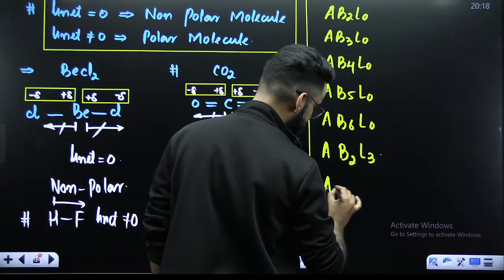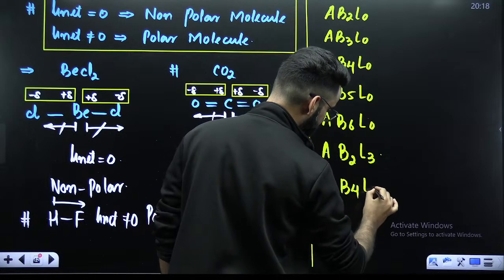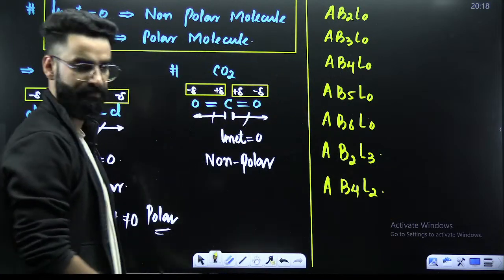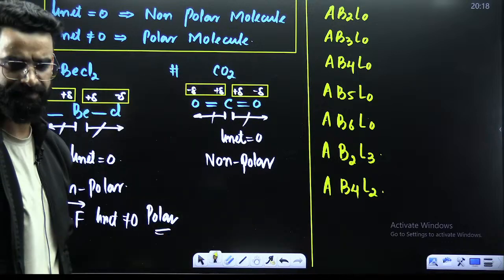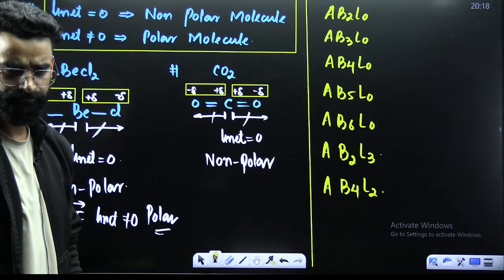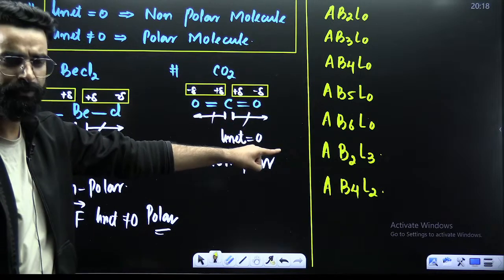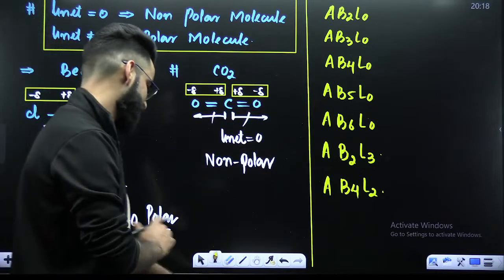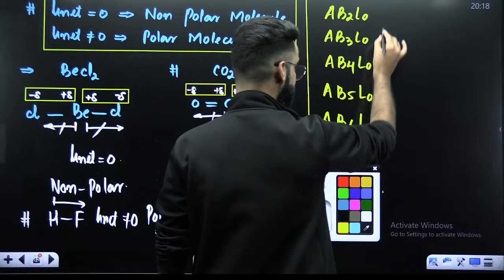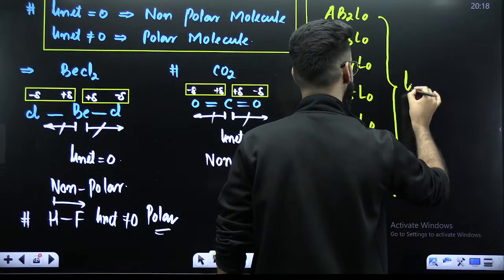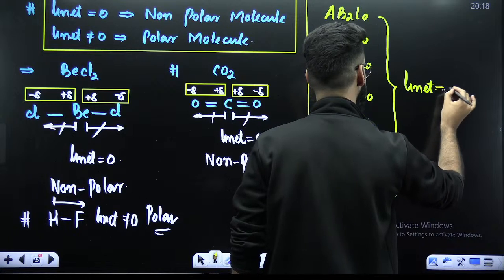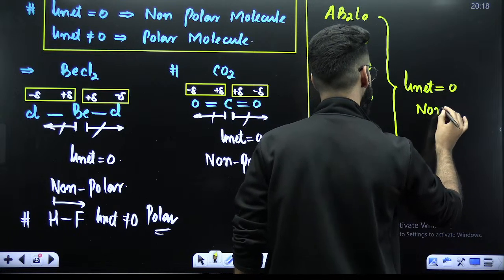AB2L3 and AB4L2. Whenever you see molecules of these types, remember directly their net dipole moments are going to be 0. These molecules are going to be non-polar.